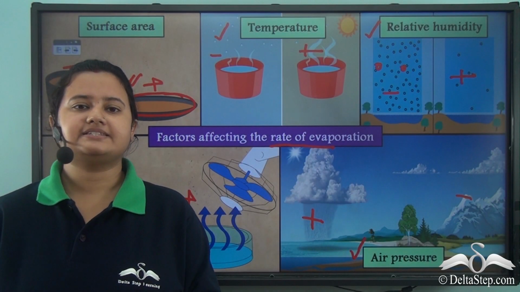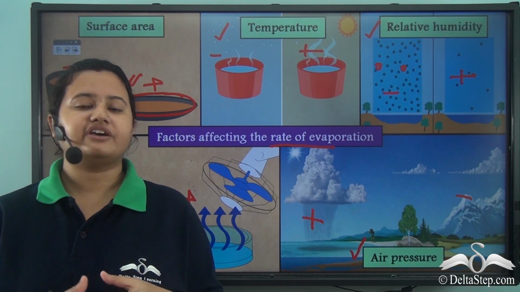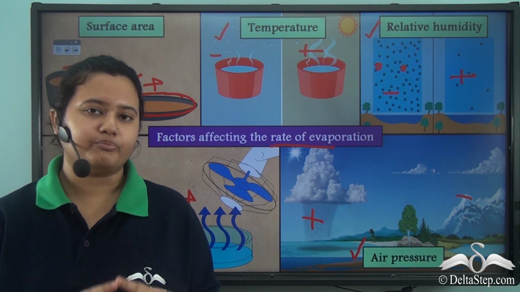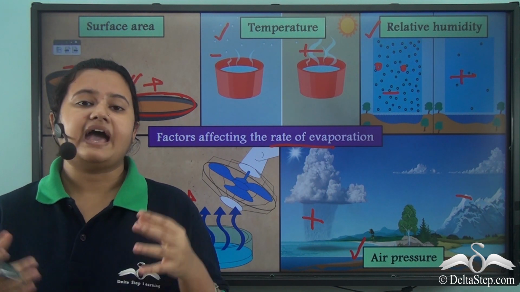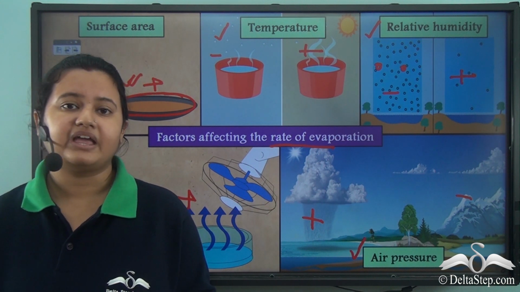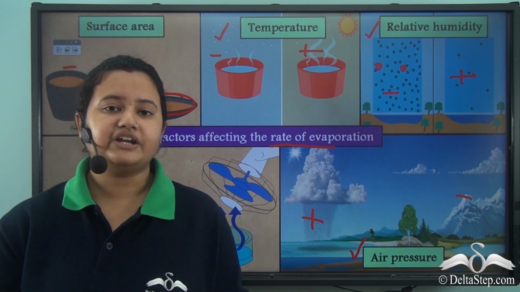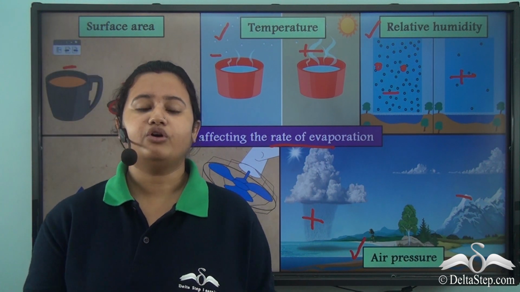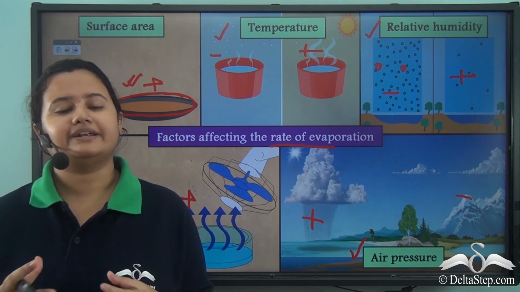So in today's lesson, we discussed the meaning of evaporation. Evaporation refers to a process where there is a change in state of matter from liquid to gas on absorbing heat. And then we understood the difference between evaporation and boiling. And we also discussed the factors that affect the rate of evaporation, and these are the factors that affect the rate of evaporation. In our next video, we will discuss condensation.